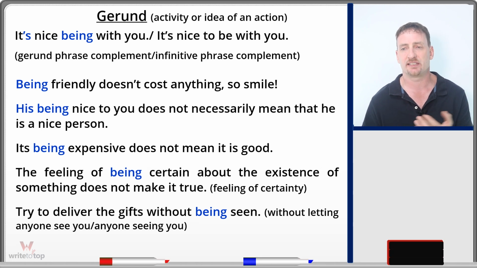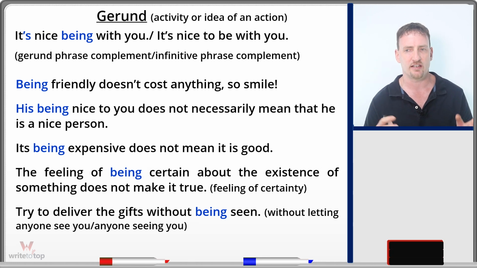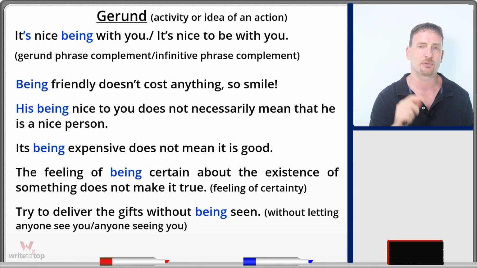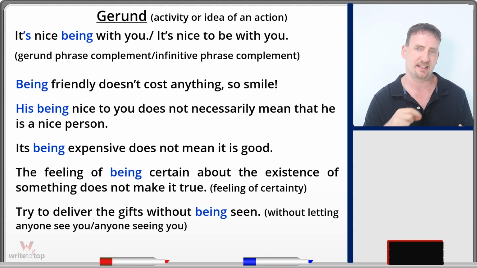So it's been nice being with you. It is nice being with you. Now, first of all, notice that it is nice. This is a complete clause. Being with you is a gerund phrase. It's a complement to nice. Why has something been nice? Being with you. Being is the gerund. It's just the idea of togetherness, of being together.